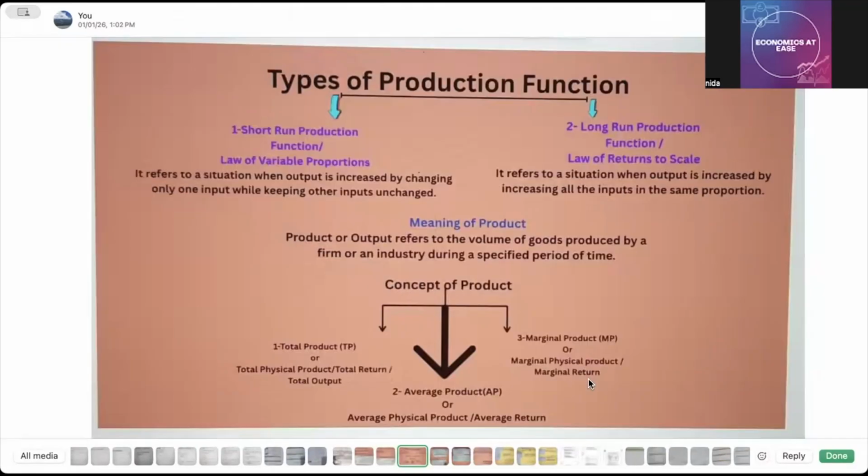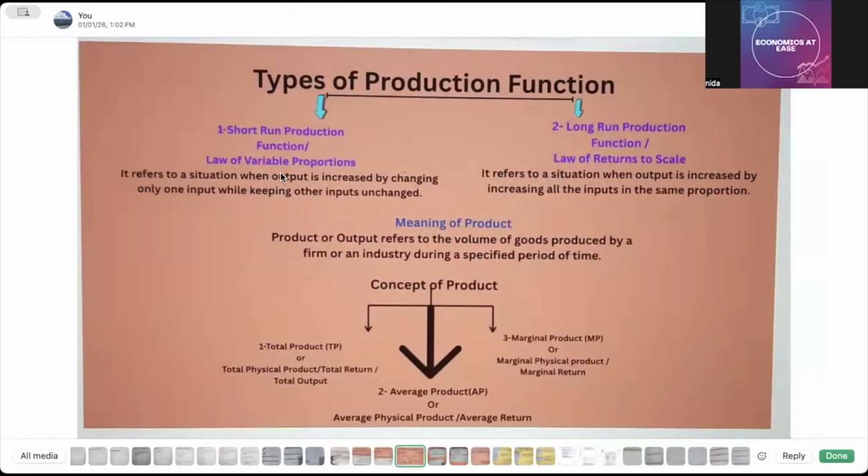Okay. Then types of production function: short run production, that is the law of variable proportion, and long run production, that is the law of returns to scale. Okay. So here the law of variable proportion is very important, okay, and you should know the three phases of it also, okay. And I'm 100% sure that you will get a question on this, okay.